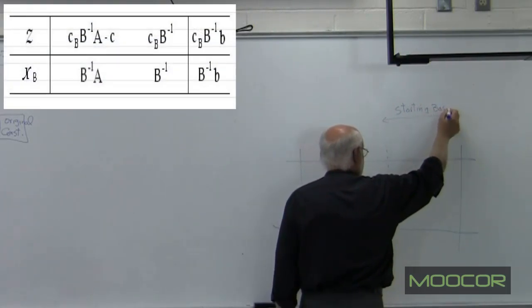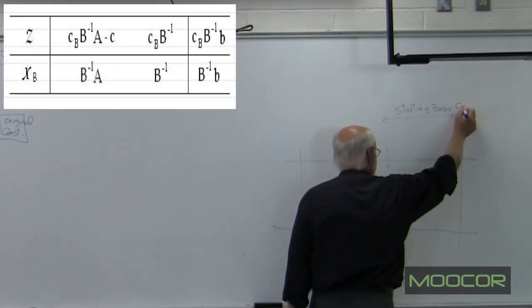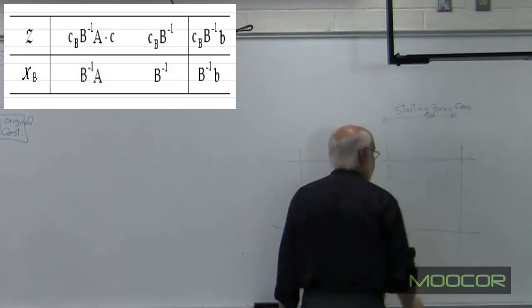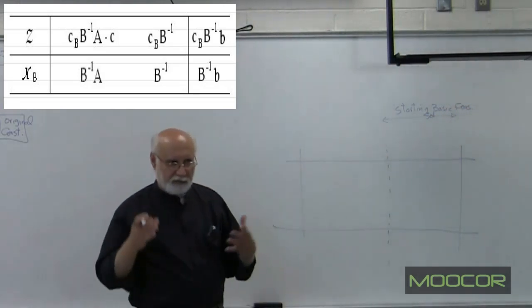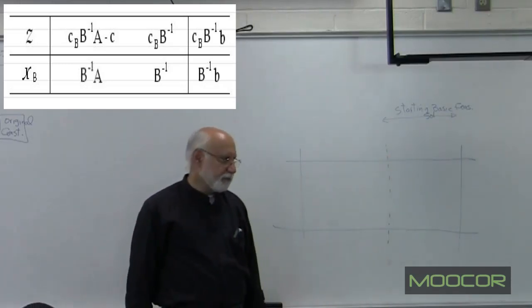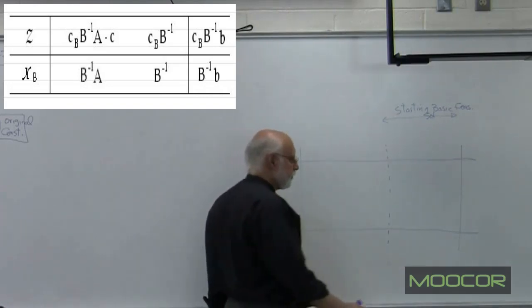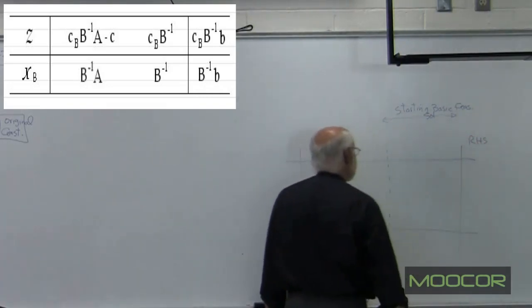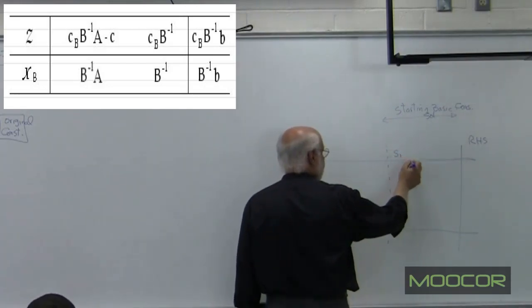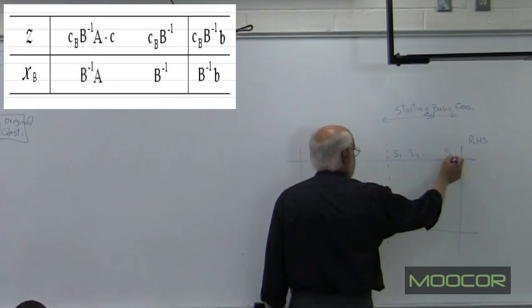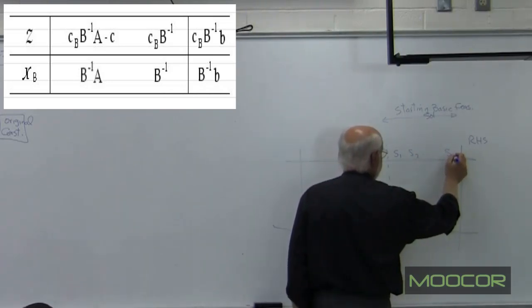basic feasible solution. For example, when we have all less than or equal, this will be S1, S2, S3, S4. Okay. That's the right-hand side. I'm going to, for now, put S1, S2, SM.